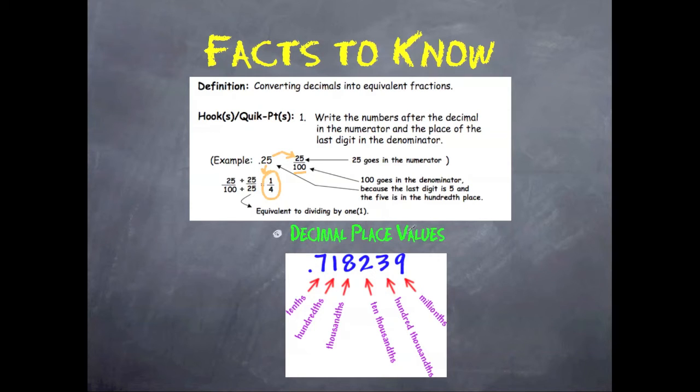So as a reminder, we have our decimal place values, and below we see that the 7 is in the tenths place, the 1 in the hundredths place, the 8 in the thousandths place, the 2 in the ten thousandths place, the 3 in the hundred thousandths place, and the 9 in the millionths place, which gives us, in order after the decimal, the names of the different place values. So first value is tenths, then we have hundredths, then thousandths, then ten thousandths, then hundred thousandths, then millionths.